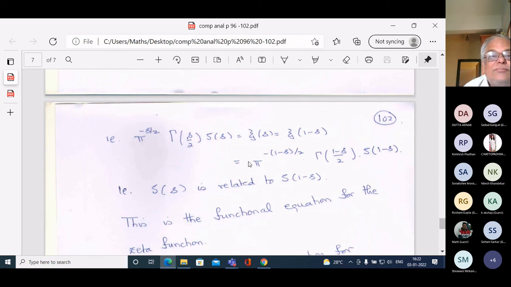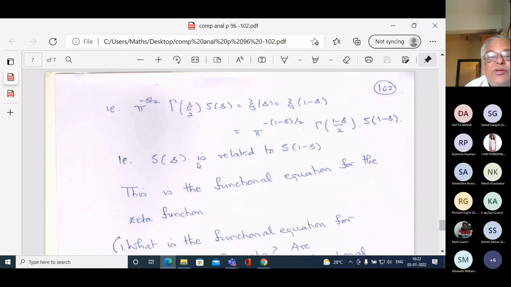Okay? So zeta of s is zeta of 1 minus s. What is zeta of s? Zeta of s is this. What is zeta of 1 minus s? Zeta of 1 minus s is this. Therefore, zeta of s is functionally related to zeta of 1 minus s. Okay? Zeta of 1 minus s is something times zeta of s, something depending on s, which I know. You take all those terms on the right hand side. So this is the functional equation for the zeta function.